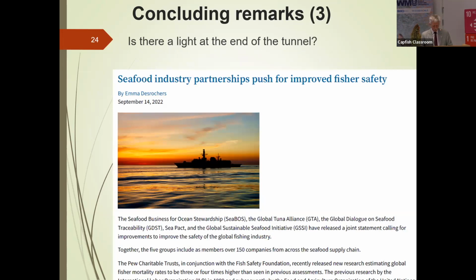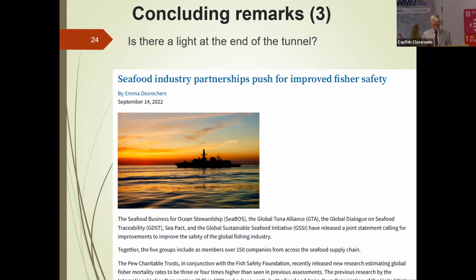So, is there a light at the end of the tunnel? There might be. Last month, a news article was published with the title Seafood Industry Partnerships Push for Improved Fisher Safety. This article confirms that NGOs' interest in fisheries-related issues is growing. The article states that 5 groups, which include as members over 150 companies from across the seafood supply chain, have released a joint statement calling for actions to improve the safety of the global fishing industry. IUU fishing is also mentioned in this article that I'm not going into. You can Google it.